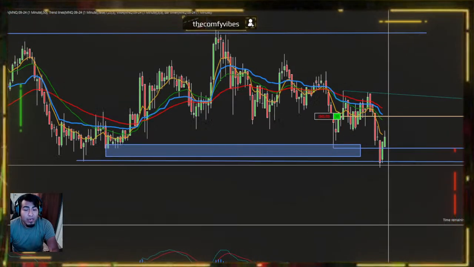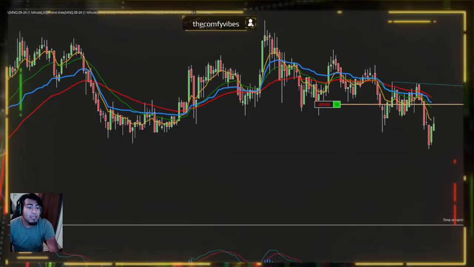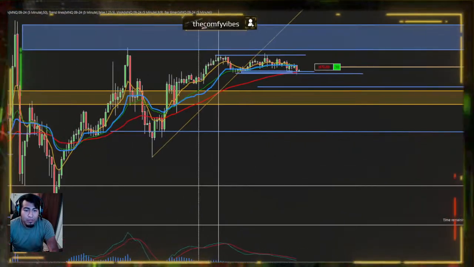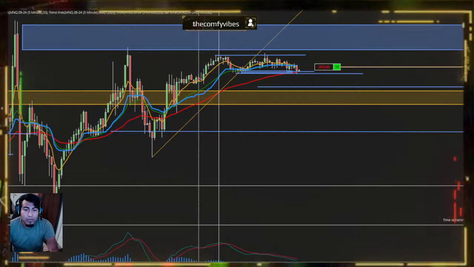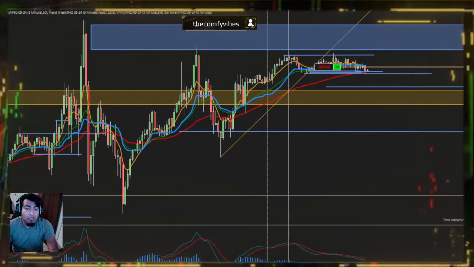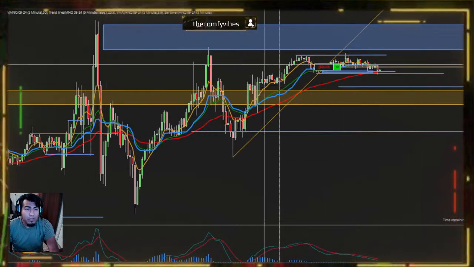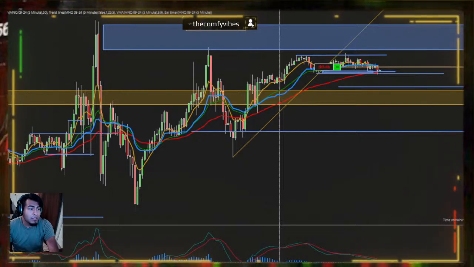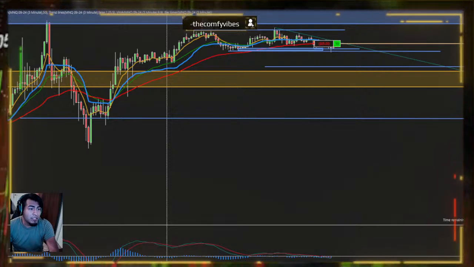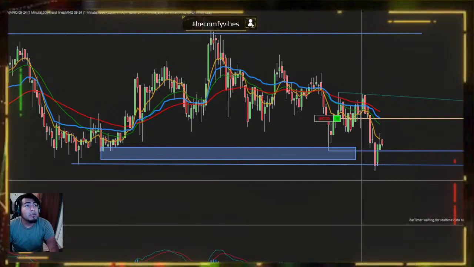Let's look at the 3 minute. All right, let's look at the 5 minute real quick. All right, so yeah, it did bounce off that 50. If it goes below that 50, then I'm possibly going to get out early. So risk management, guys. Risk management is a big deal.